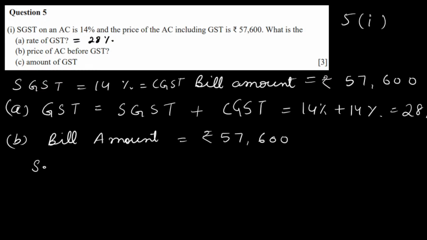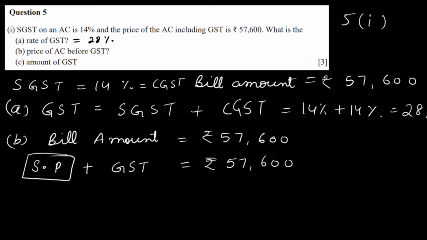Bill amount is selling price plus GST, because we have to find this selling price only. Before GST, they are telling the price of AC before GST is nothing but the selling price. It doesn't include GST. That's what it means here. So the selling price, let us assume as X.